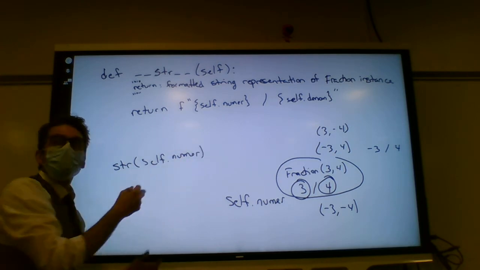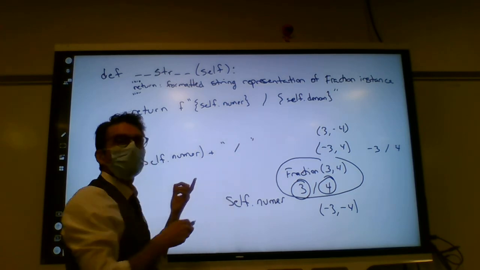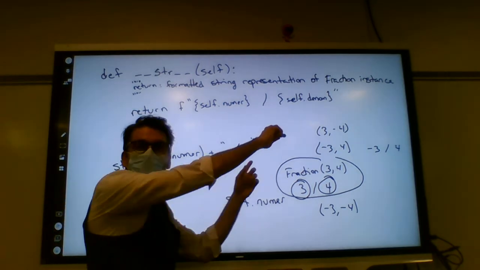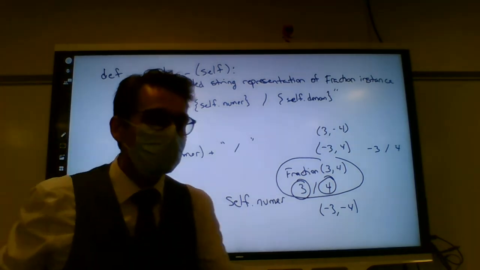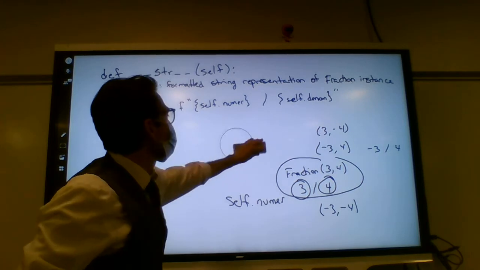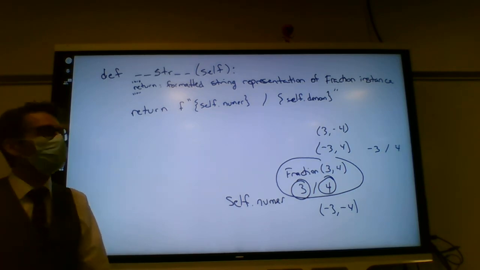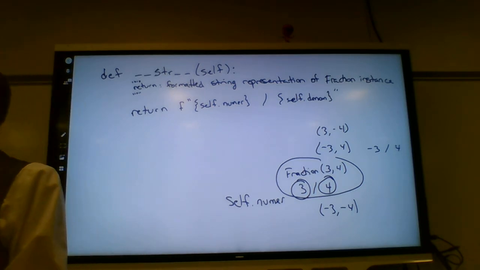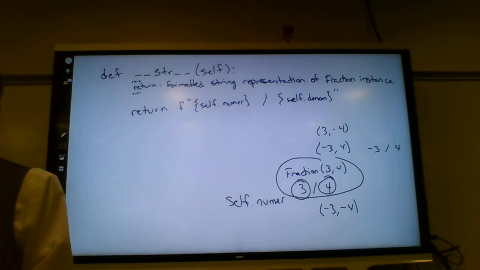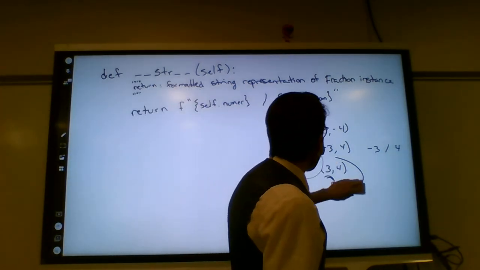and we could do string of self.numer, and then we could do plus, and then do plus string of self.denom. Or we could do it that way as well. The formatting is the same idea, right? It just speeds it up a bit for us. Now, the nice thing about the formatting for Python, yeah, okay, it's faster, but then when you go to C, you don't have that same exact option, so you have to go back to the other approach. So it's good to be able to switch back and forth and do it in different ways for formatting.